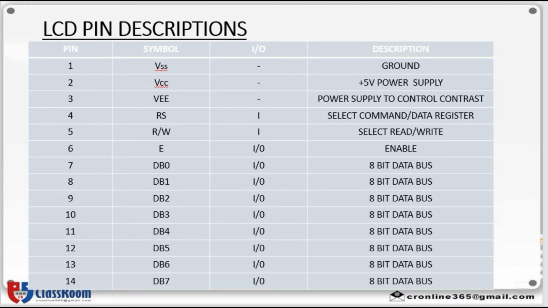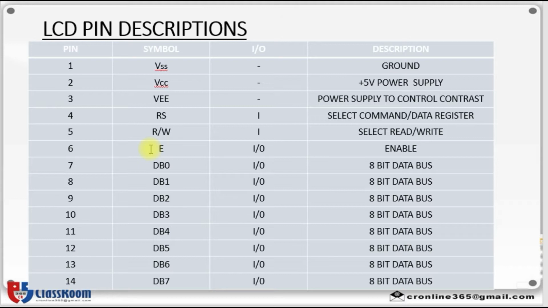the LCD. Then, pin number 5 R bar W. R bar W means read bar write operation. If R bar W is equal to 1, reading operation is executed and if R bar W is equal to 0, writing operation can be done. Then pin number 6 E.